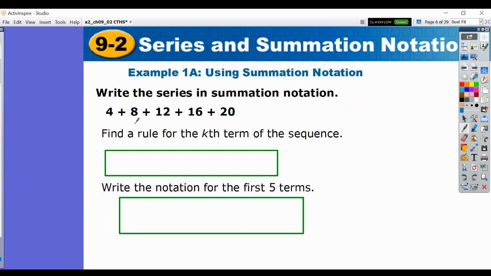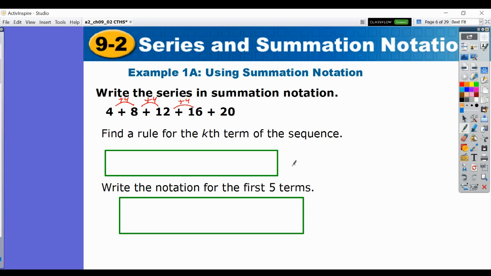But first, we're going to try to write it in summation notation. First of all, you've got to figure out what the pattern is, what rule is going on. So this is a sequence that we're going to add up. If it was just 4, 8, 12, 16, 20, what pattern is happening here? That is just adding 4 every time, right? Plus 4, plus 4, plus 4.